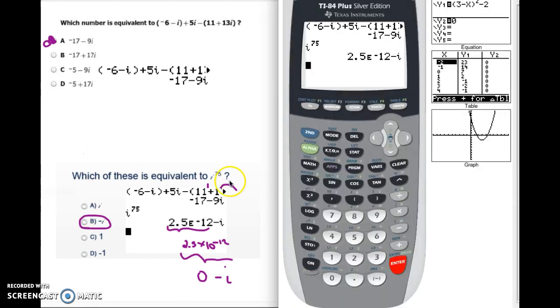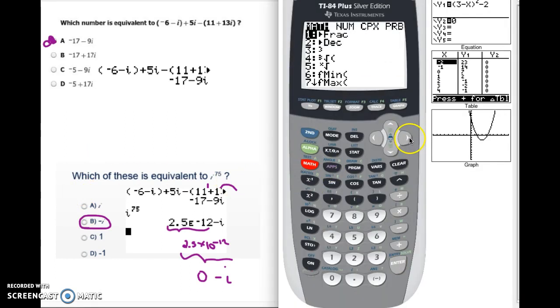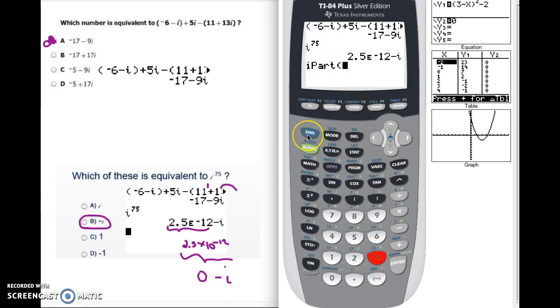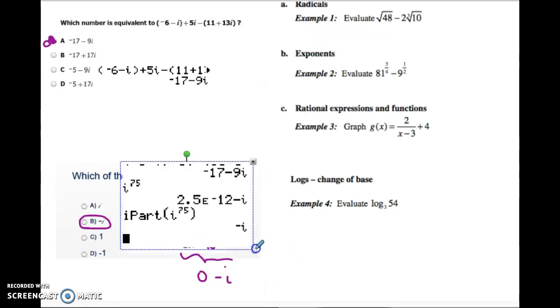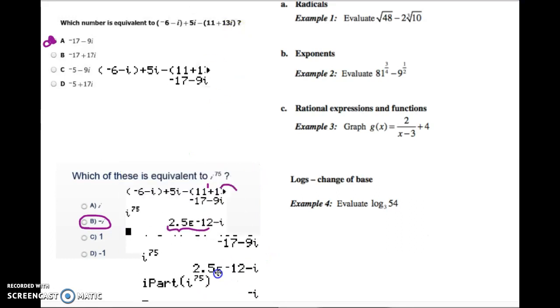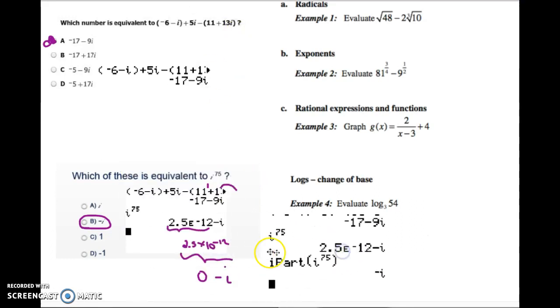But let's also remember our calculator. If I go to math and over to number, let's use i part, that third option. We're going to put in i raised to the 75. Oops, let me fix that. And we get a negative i. And that's a much easier way to look at that problem, I think you would agree. So if you remember that you have the i part button, which is in math, we go to math, over to number, and it's option 3.